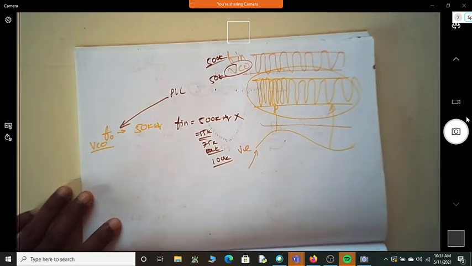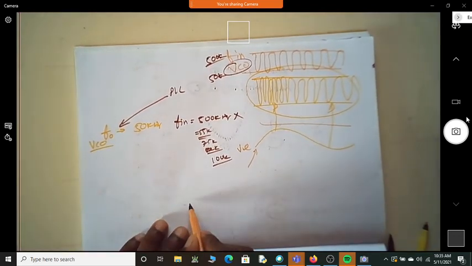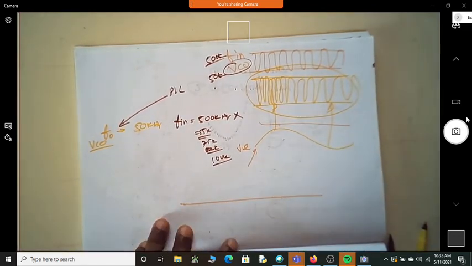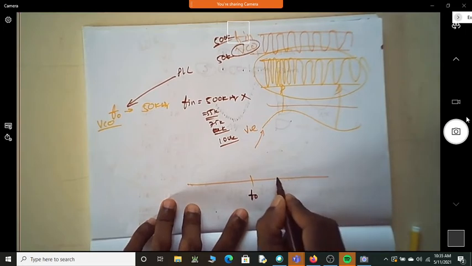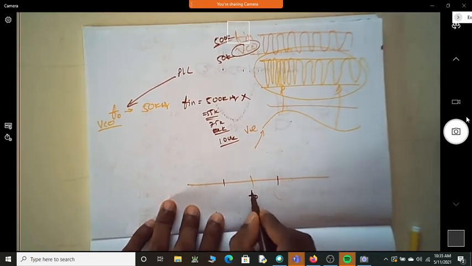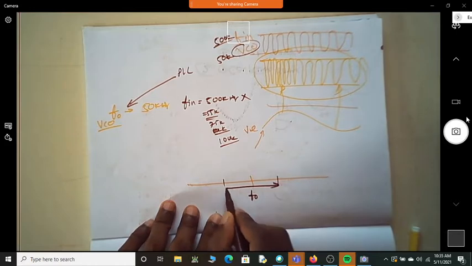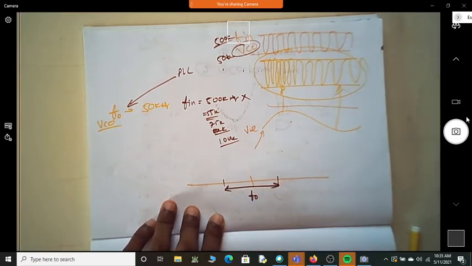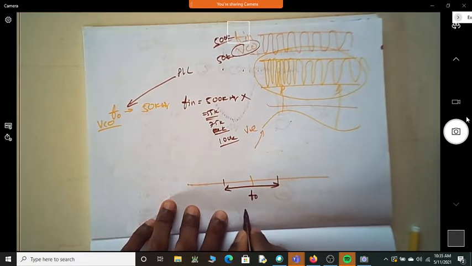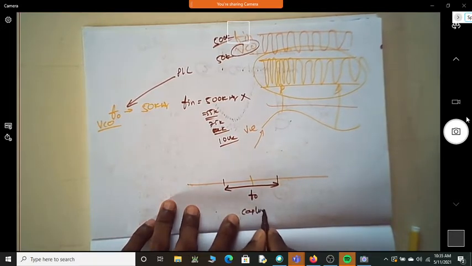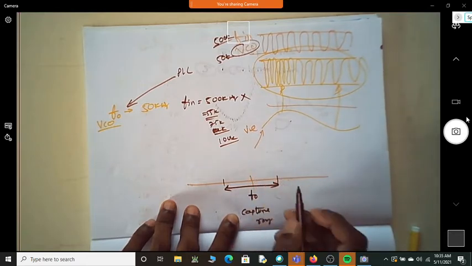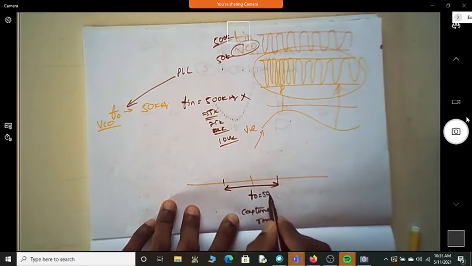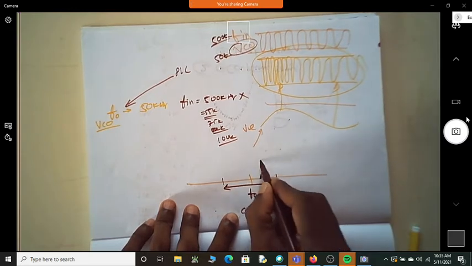So what I mean to say is, suppose I write this as my frequency axis, this is running at a frequency f naught. There is a certain range of frequency around f naught where I can capture my signal. So this I call the capture range. Once I capture it, assume the VCO frequency is 50K and the incoming frequency is 52K.